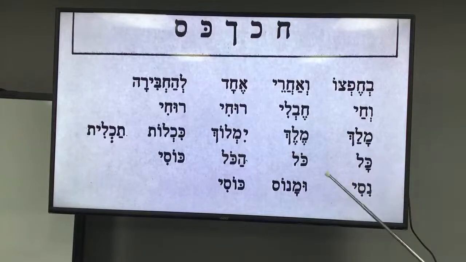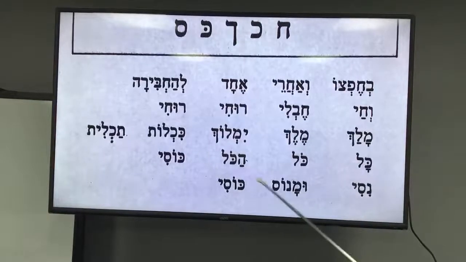Kol. Hakol. Kosi. Kosi is my cup. Isn't that the song that we sang, Psalm 23, last week? Kosi revaya, my cup runs over, is in the song. So how do you say cup? Kupa? How do you get kappa? Mi kappa, kosi. Okay.